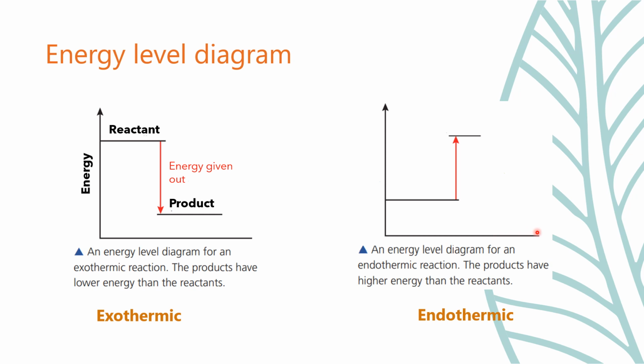Okay, dia ada y-axis and x-axis. Okay, here is the energy, right? Cuma berbeza adalah kedudukan reactant and product. For the endothermic reaction, reactant is lower than the product kat atas, right? So the anak panah yang ke atas indicates that energy is taken in from the surrounding.